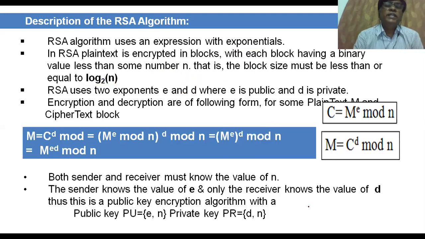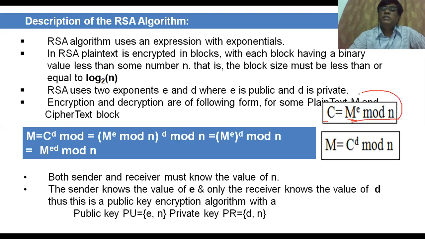Now encryption and decryption are of the following form for plain text and ciphertext blocks. For example, assume M is the plain text, capital M, and C is the ciphertext. The entire plain text is converted into some numeric value, so M is the numeric value. So the ciphertext C is equal to M power E mod N.